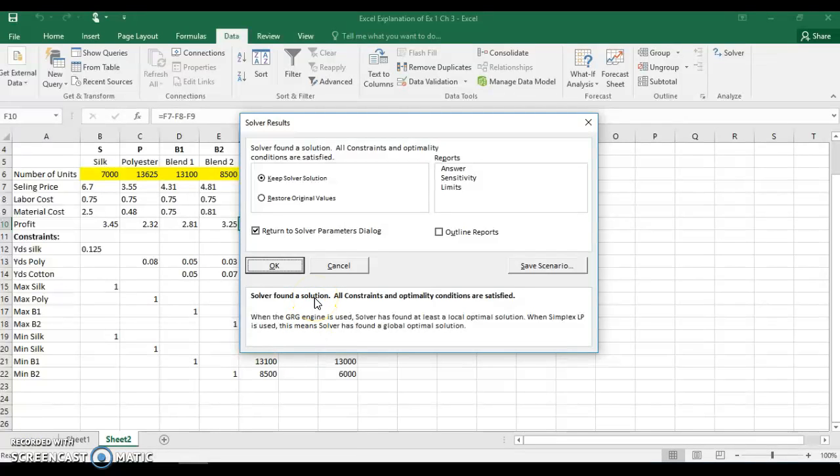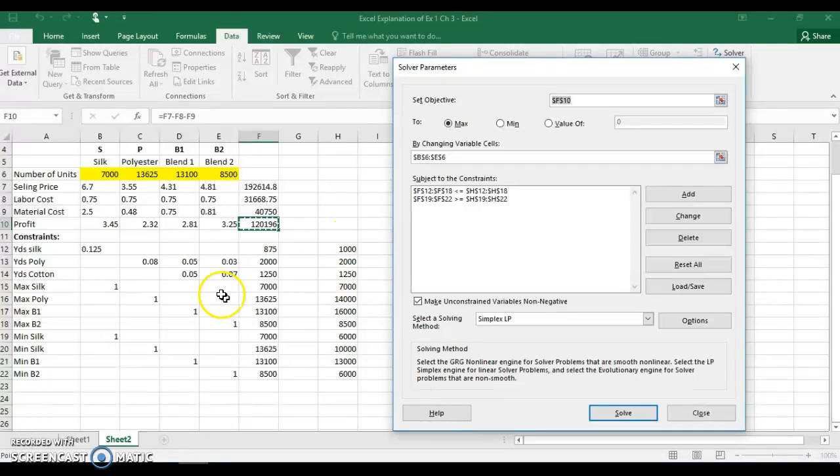If we've done everything right, we should have the correct solutions up top. So, I'm looking up here, 7,000, that's the correct solution. 3,625 is the correct solution. 13,100 is the correct solution. And 8,500 is the correct solution. The total maximum profit that we can expect then is $120,196.